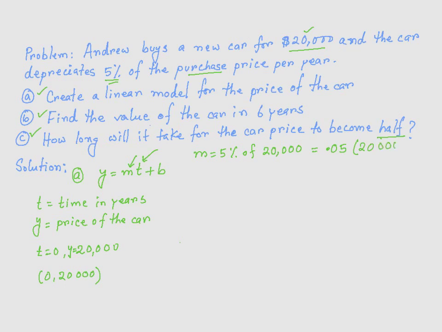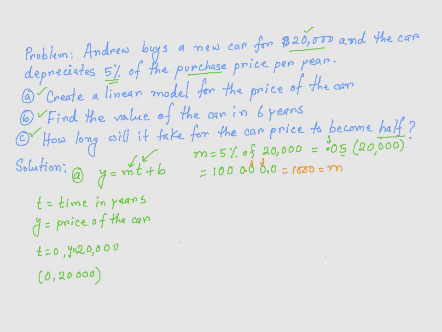0.05 times 20,000. And we are going to do the multiplication without a calculator. So just multiply 5 by 20,000, which is going to give you 100,000. Then we have 2 digits after the decimal. So 100,000 is the same as 100,000.0, right? Now we need to bring this decimal 2 digits to the left, 1, 2. So it's going to be here, which is going to be 1,000. So that's going to be the slope, m.